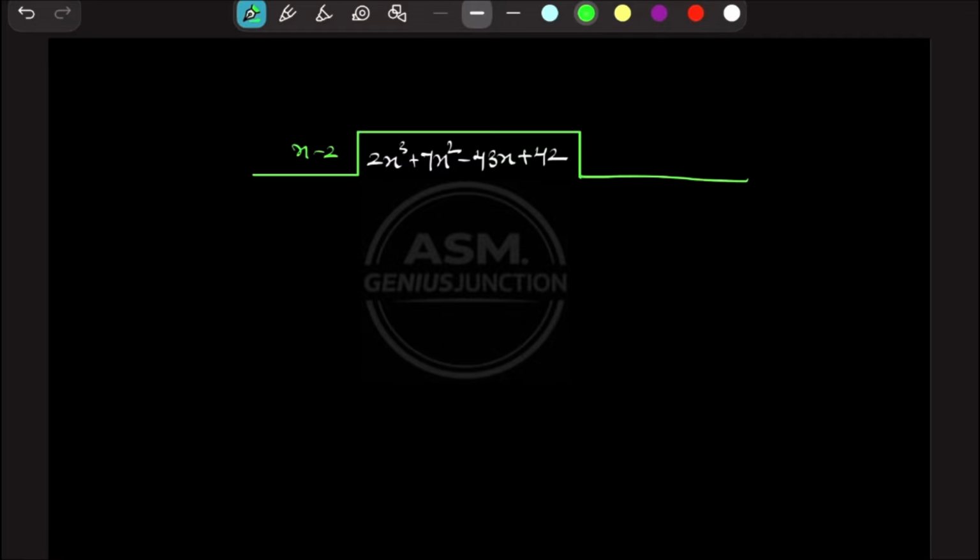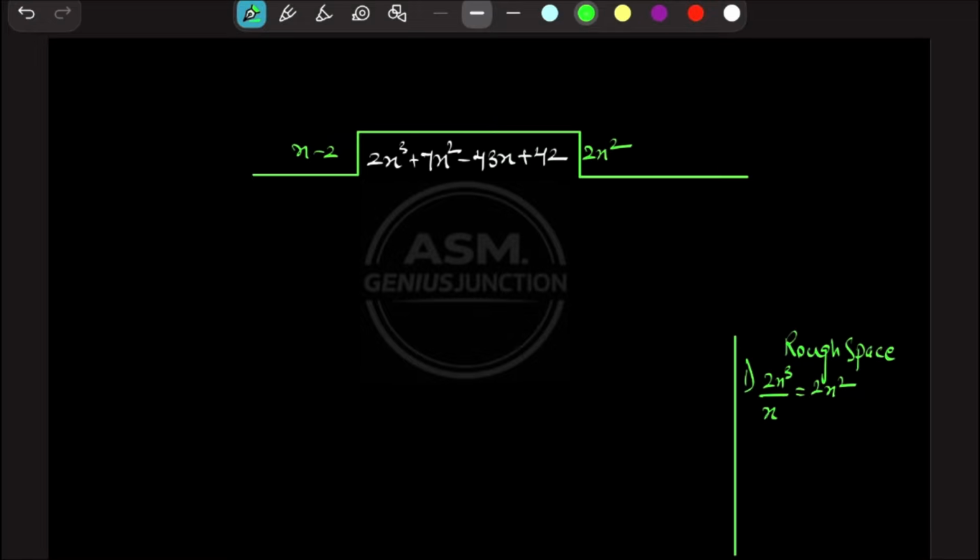In the first step, I need 2x cube and I have x. When I reduce both of them, I get 2x square. So I write 2x square and I multiply this complete expression with 2x square. I will get 2x cube minus 4x square. Change the signs. This is minus, this is plus. So we get these two terms getting cancelled. And this is going to become 11x square minus 43x plus 42.